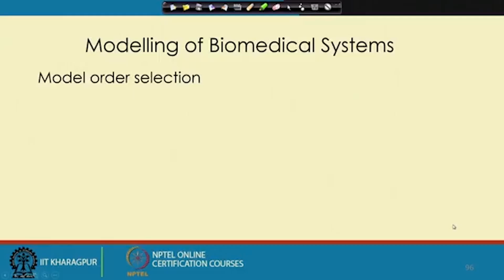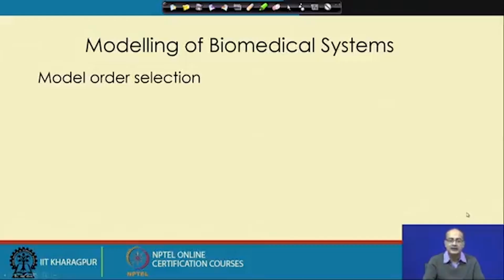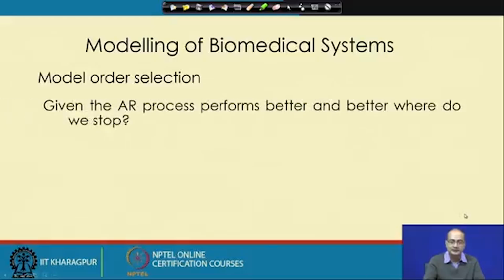Now we come to another important question: how do we select the model order? Given that the AR model performs better and better, where do we stop? We can put it also this way: as we keep increasing the model order, say using the Levinson-Durbin algorithm or any other technique, the error becomes less, so when is the right time to stop to avoid overfitting?